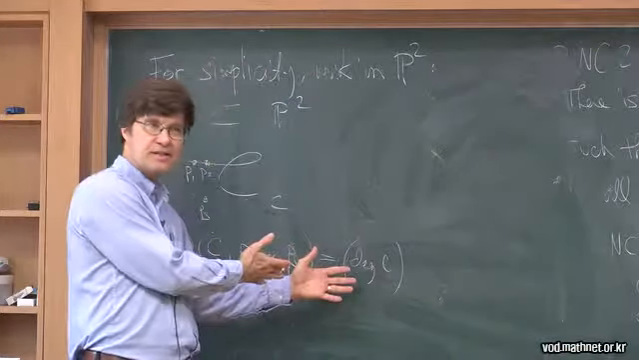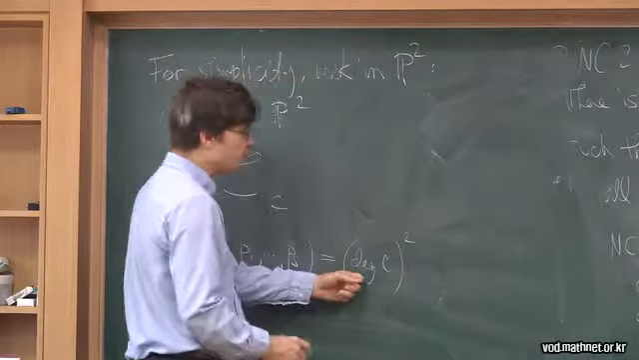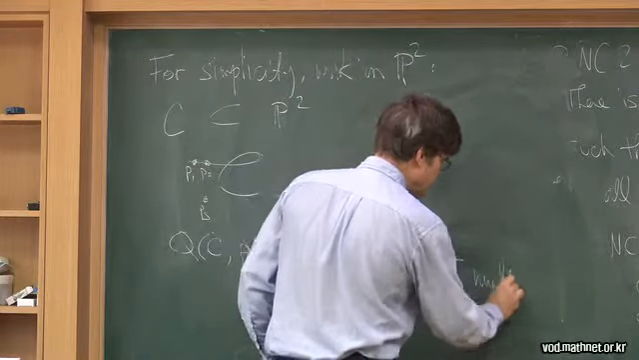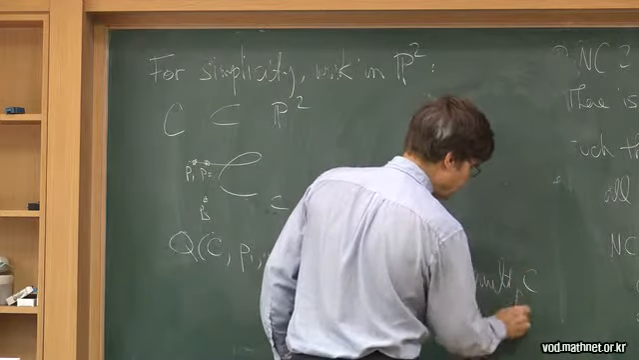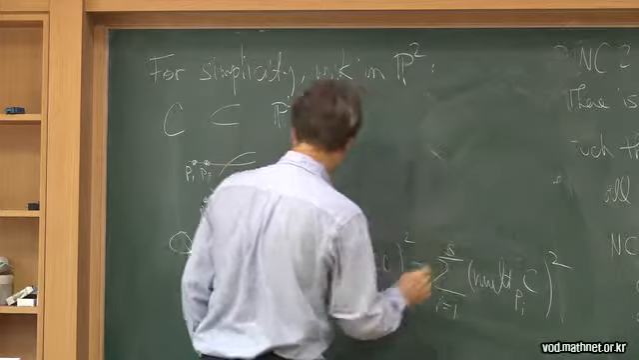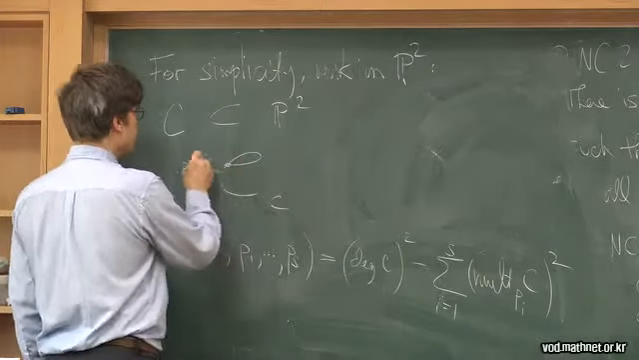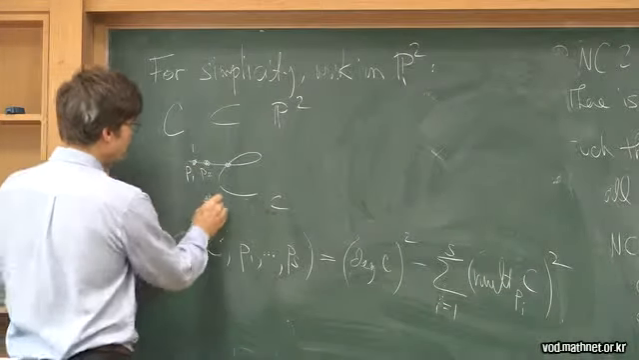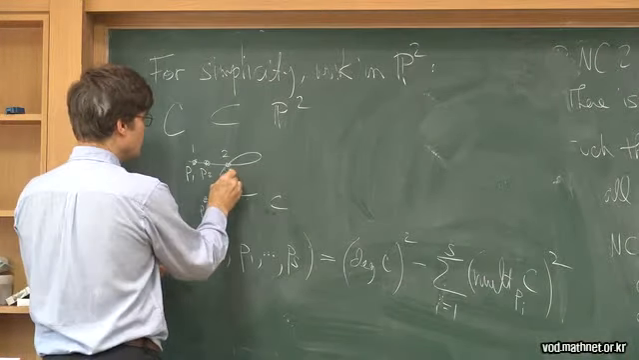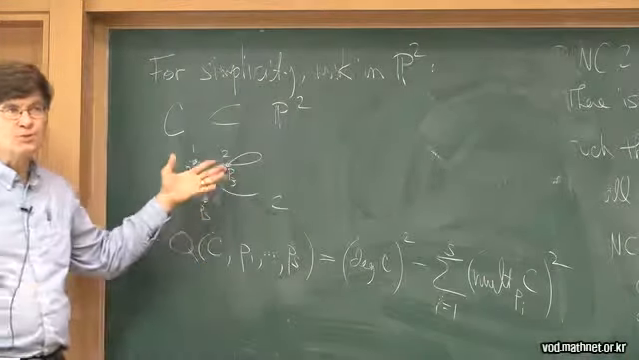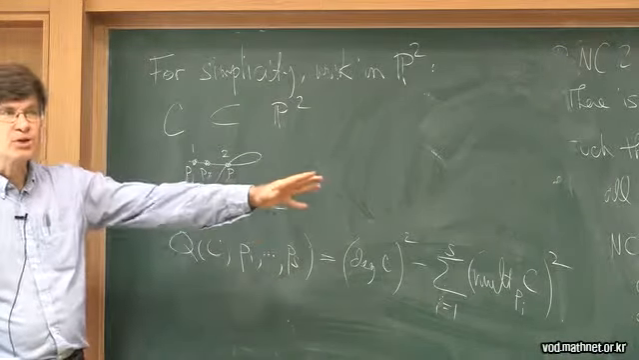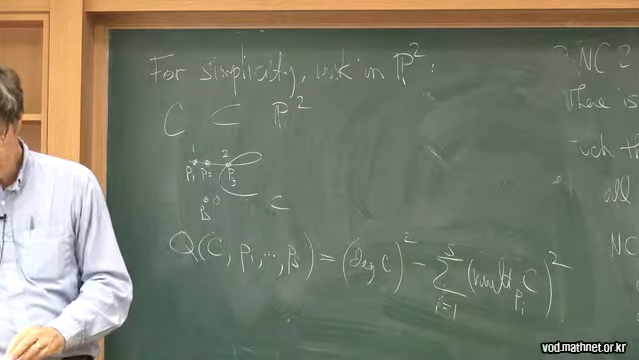So I want to just do that here. So we take the degree of the curve squared minus the multiplicity of the curve at each of the points squared. And so here, for example, I have a point of multiplicity 1. Here's a point of multiplicity 0 because it's not on the curve. Here's a point of multiplicity 2. So this is the same thing as what we were doing, except we don't have to blow up the points.